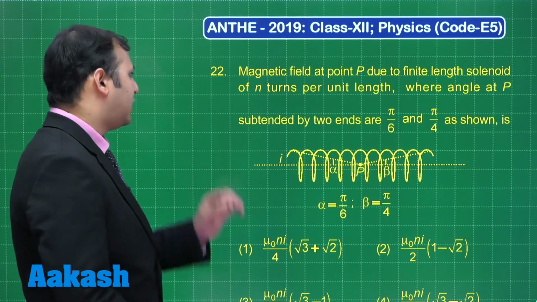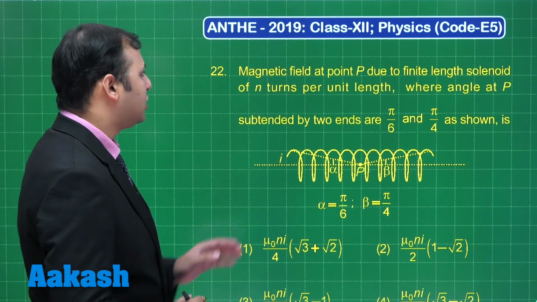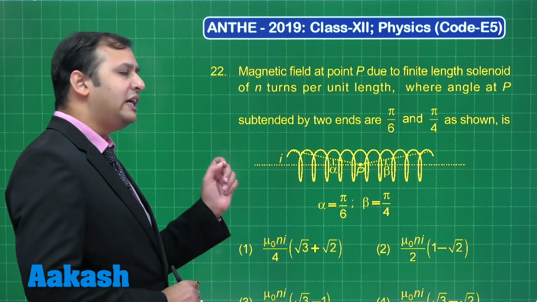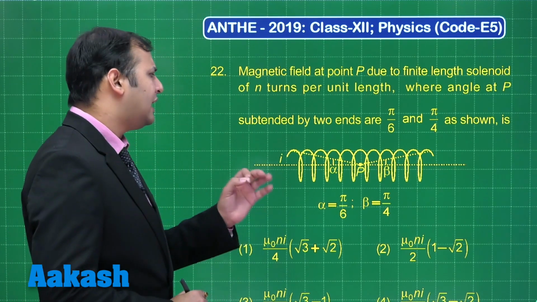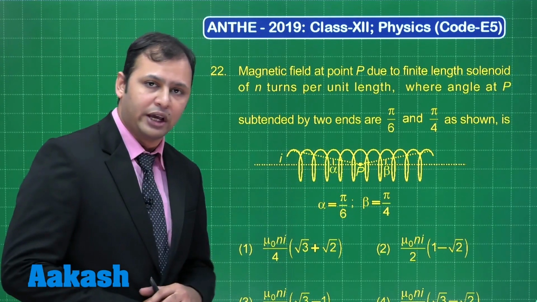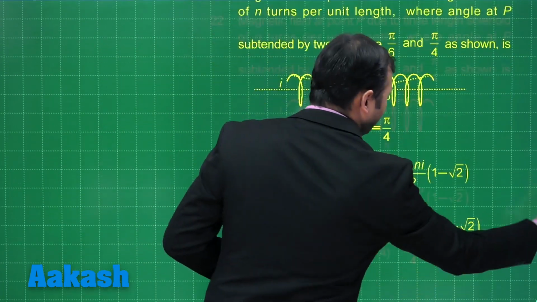Let's take our next question, that is question number 22. As per the question, magnetic field at point P due to finite length solenoid of n turns per unit length, where angle at P subtended by the two ends is pi by 6 and pi by 4 as shown. So it's a pretty simple formula based question.